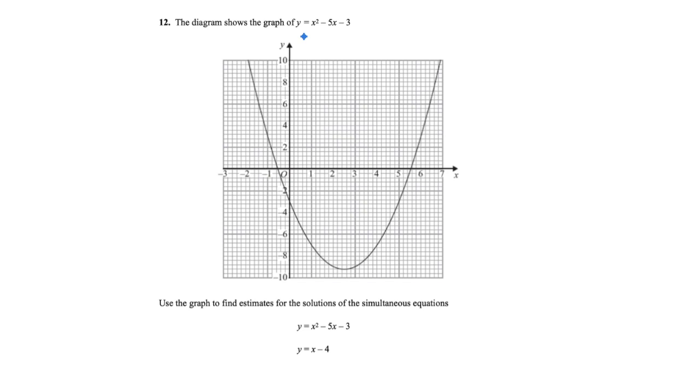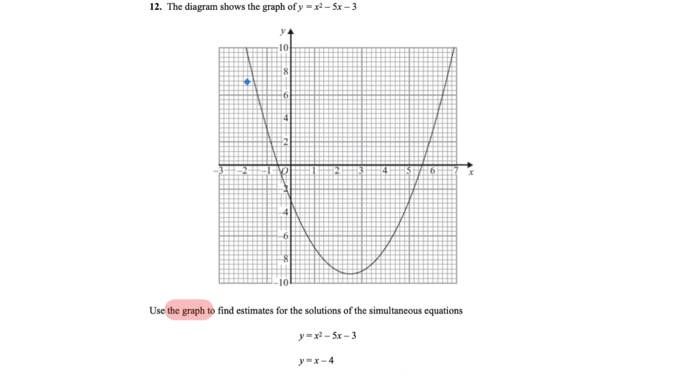Okay, so the words we need to be looking for here are "use the graph". So we know that we don't want to solve these simultaneous equations algebraically. If you wanted to go back and check, you could probably solve them algebraically later, but we're not going to get any marks for doing that. So they've nicely plotted this curve on the graph, but we need to plot y equals x minus 4 on the graph. So the way I like to plot things is by doing a little table.